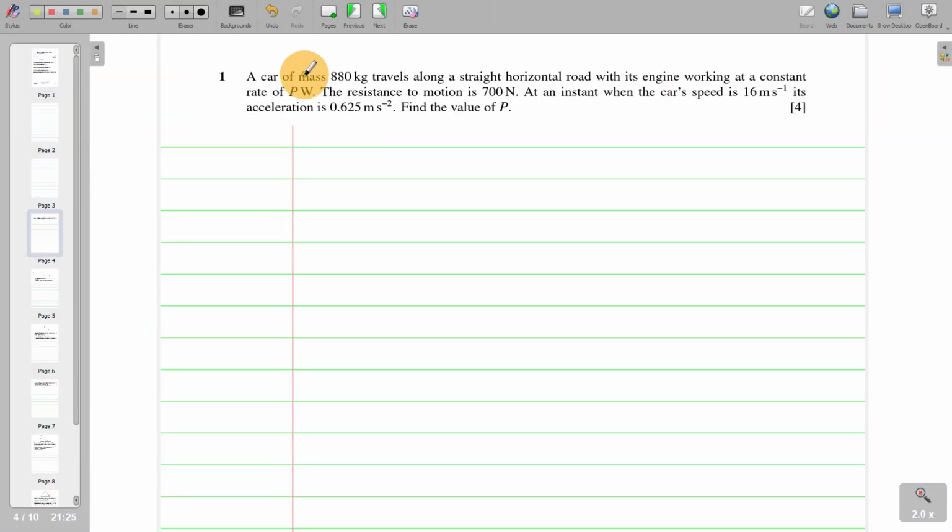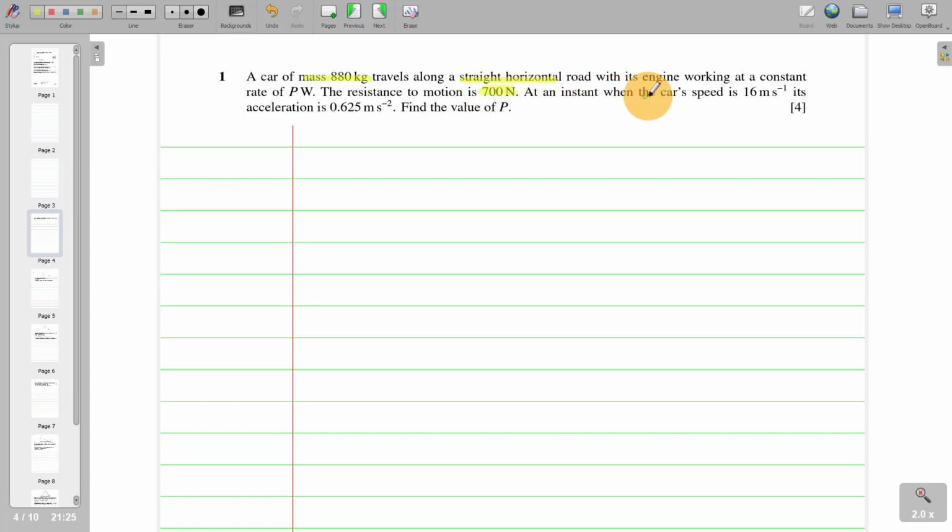Now in this question we are told a car of mass 800 kg, so we need to keep that one in mind, travels on a straight horizontal road. We are going to see why we've been given that, with its engine working at a constant rate of P watts. This is the symbol for power, and these are the units of power, watts. The resistance to the motion is 700 newtons.